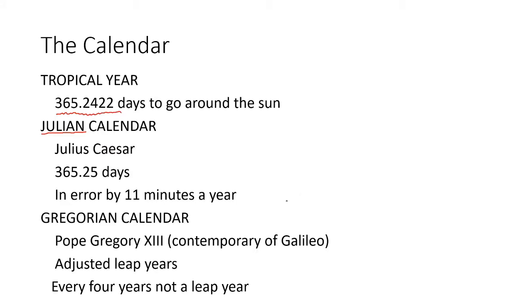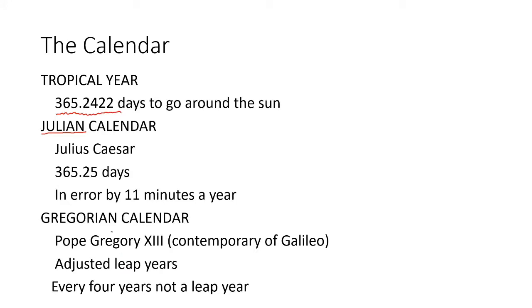So the Gregorian calendar was Pope Gregory the 13th, and he was a contemporary of Galileo, just to show you roughly when he lived. And you say, well, why is the Pope interested in calendars? Because as a religious leader, he wants the different religious holidays and feast days to fall at the same time every year. He doesn't want to have Christmas and Easter jumping around because the calendar is all messed up. So he adjusted the leap years, and this is the current calendar that we use.